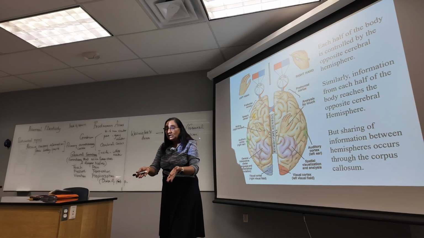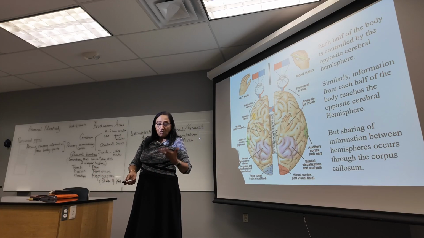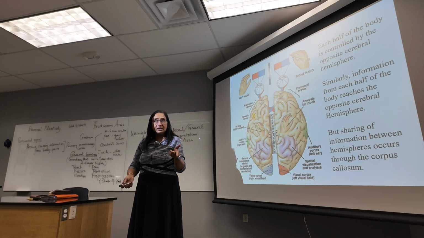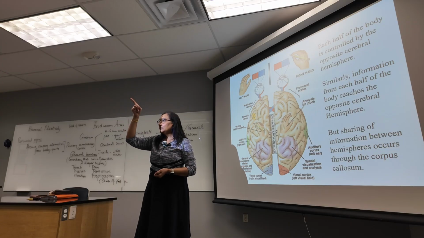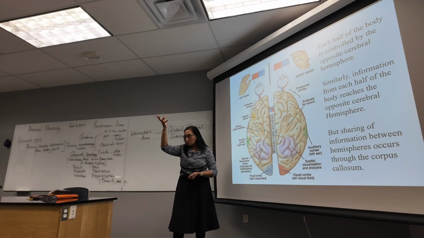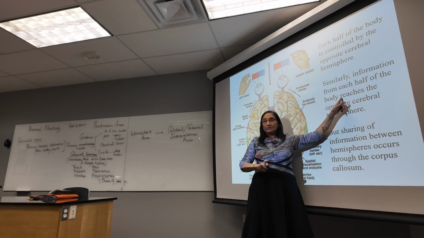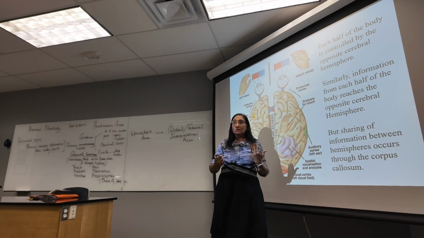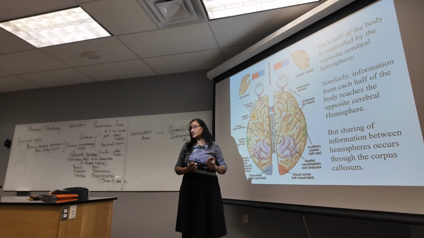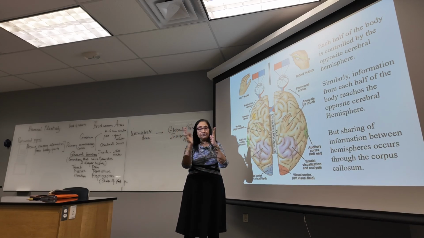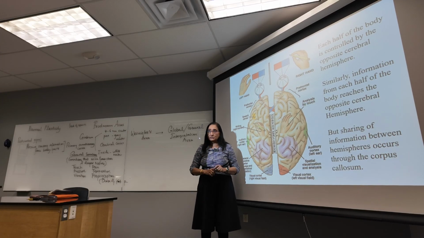So let's say you see a patient who has paralysis on the left half of the body. All the muscles on the left are not working. That means the problem is in the right cerebral hemisphere. Okay, that's where the stroke has happened. So that's an important concept. But although the two hemispheres receive information from opposite halves of the body, they do share it. Okay. The sharing occurs through the corpus callosum.